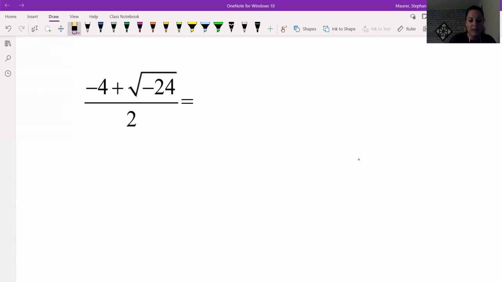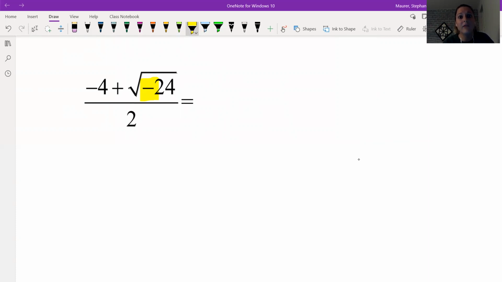For argument's sake, I just want you to look at this problem. This has been mostly fully simplified. The square root of 24 is not a perfect square. What I like to point out is that sometimes in the quadratic formula, you will get a negative under the square root. I warned you of this. You will get a negative under the square root. In which case, what do we do with that?